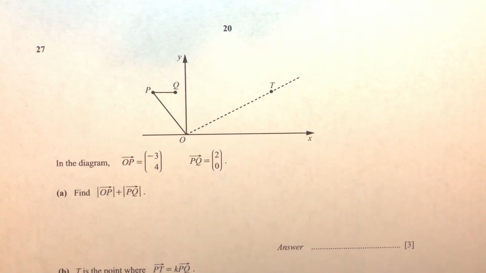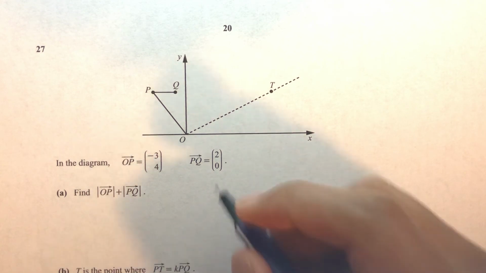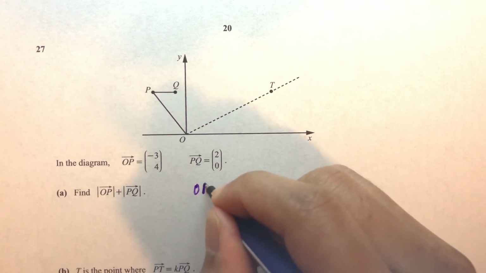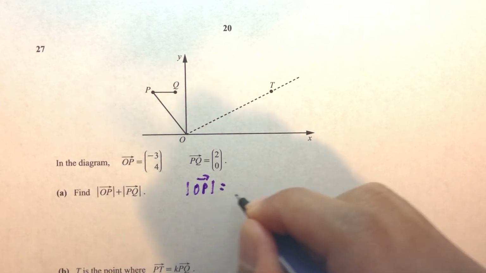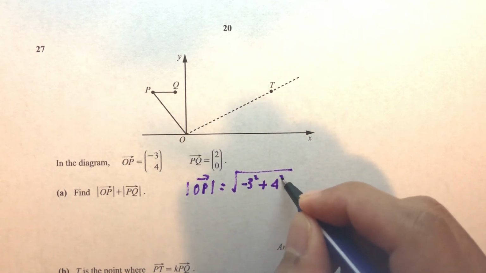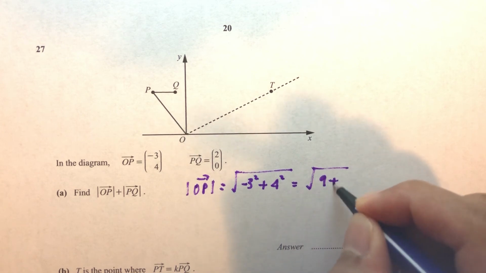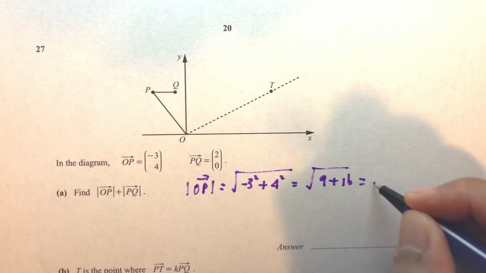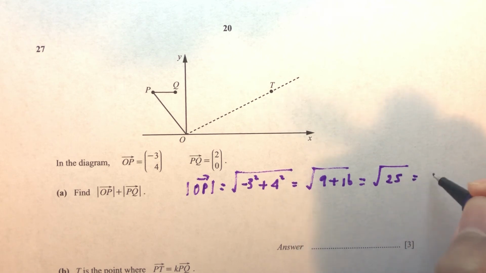Question number 27. So in the diagram, we have OP as a vector of minus 3 and 4. We have PQ as a vector of 2 and 0. Okay, so part A, we have to find the length of OP plus the length of PQ. So first, let's find the length of OP. Is square root of minus 3 squared plus 4 squared. That will be 9 plus 16. That will be 25, and that is 5.